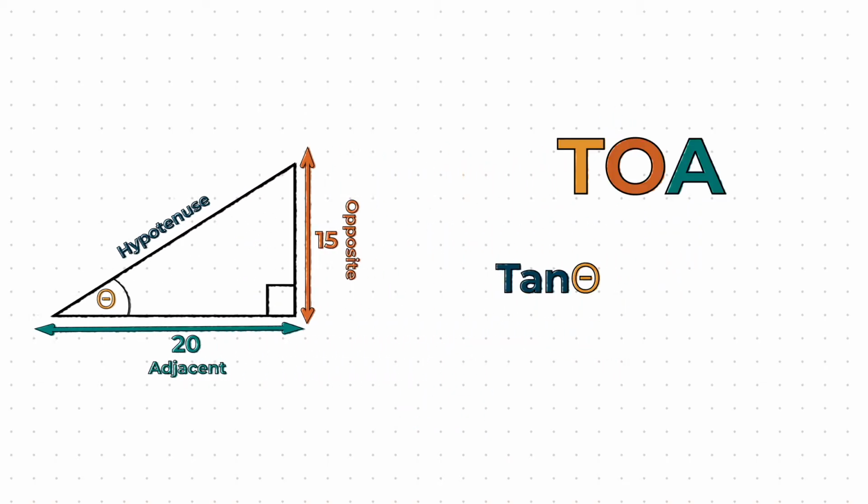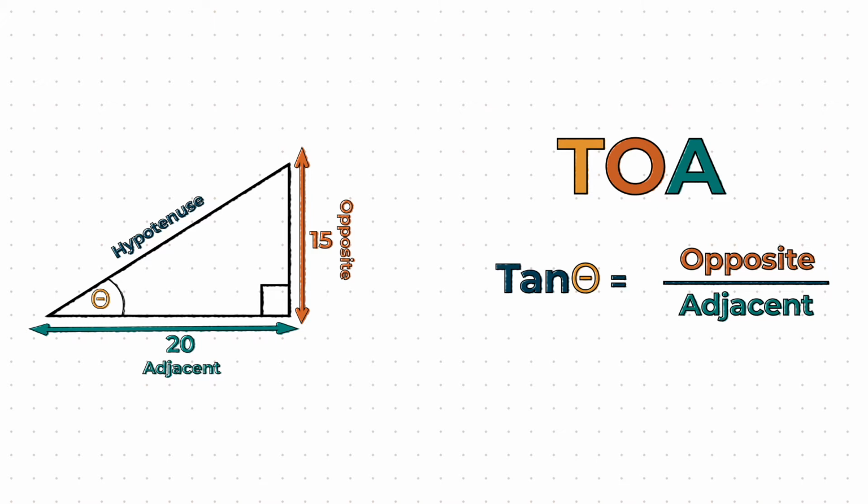Right, and remember TOA is opposite over adjacent. Tan theta is equal to the opposite, which is 15, over the adjacent, which is 20. 15 over 20 is equal to 0.75. Therefore, tan theta is equal to 0.75. Yes, but that is not all. We need to find the value of theta, not tan theta.